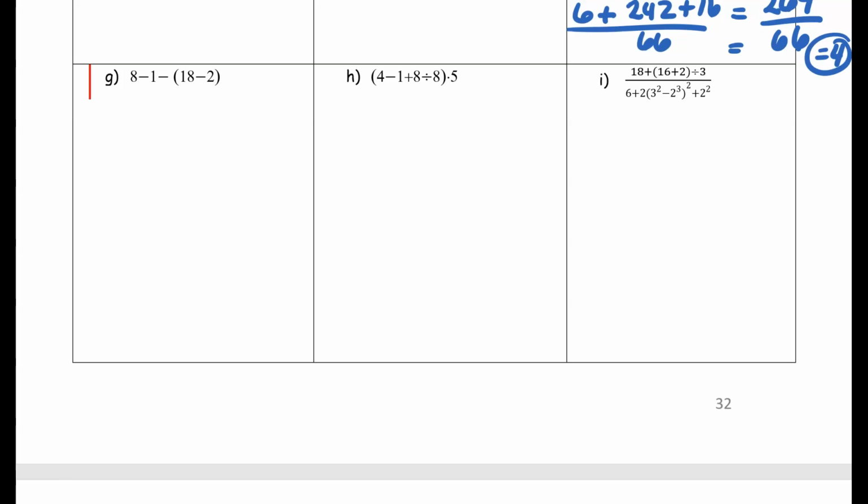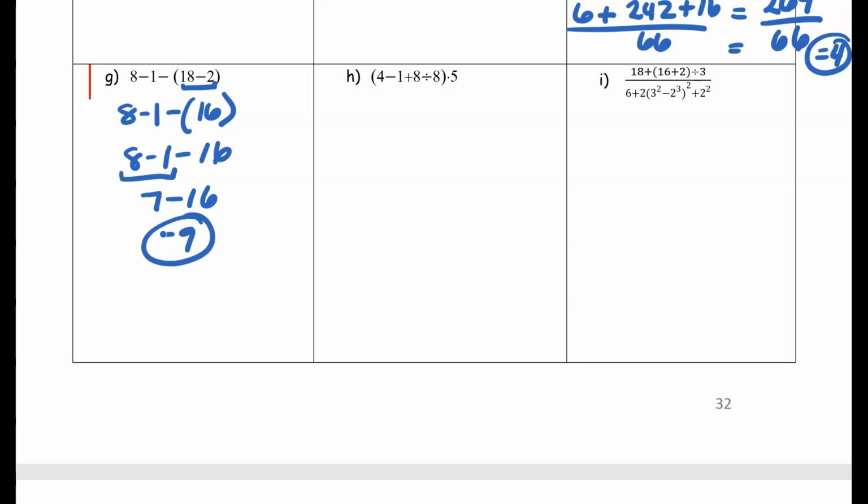So we've got 3 more here, so bear with me, we're almost done. So the inside of parentheses, so 8 minus 1 minus 18 minus 2 is 16. And at that point, I don't even really need those parentheses. They don't do anything there. They're not telling me to do an operation inside. So I can drop them, and then I'm going to work left to right. 8 minus 1 is 7, minus 16 is negative 9.